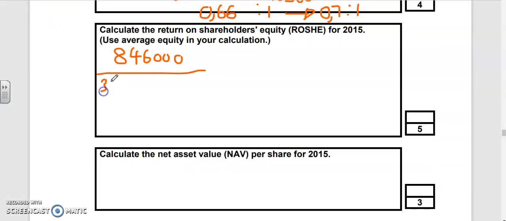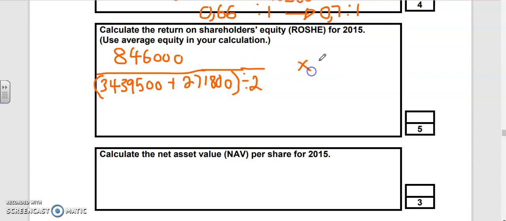3,439,500, and I'm doing this raw from scratch, plus I think it was 2,718,000. Now watch this carefully. You add these two, put it in brackets. Once you add them up, then divide it by 2 to get an average, and then times by 100, because it's a percentage, right? So it'll equal to 846. Sorry about that, 846. There's only 3 ratios, so I'm not going to rush it.